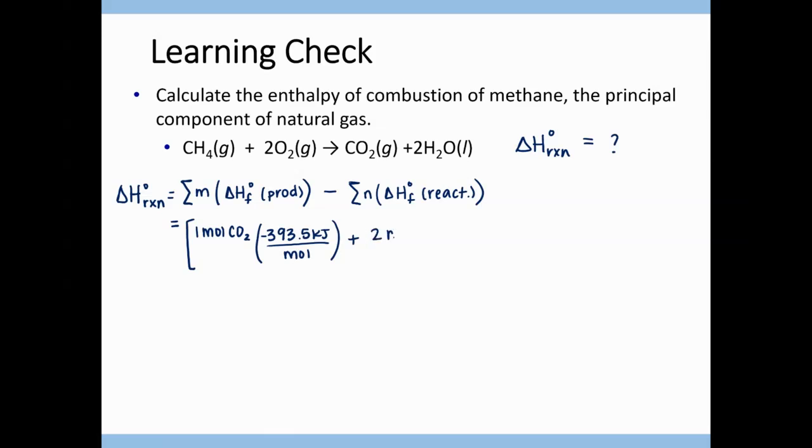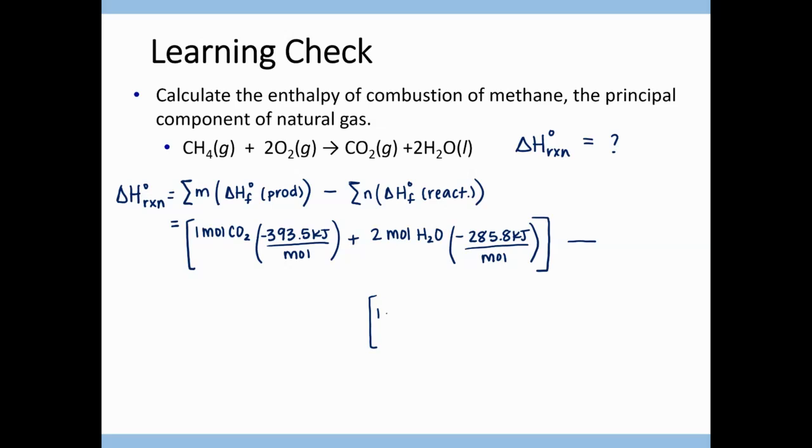Now water has a coefficient of 2, so we say 2 moles of H2O times the standard enthalpy of formation of H2O, which is negative 285.8 kilojoules per mole. And those are only two products. So we're set with that first part of the equation. And then now we subtract, I'm going to move below, so we need more room. We'll do the same process, but for the reactants.